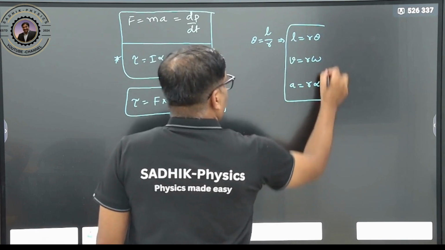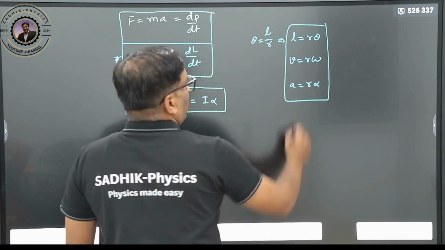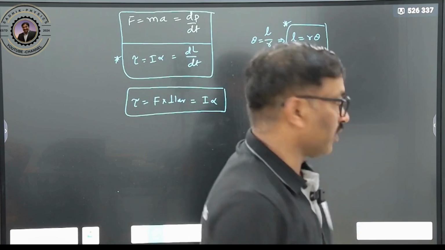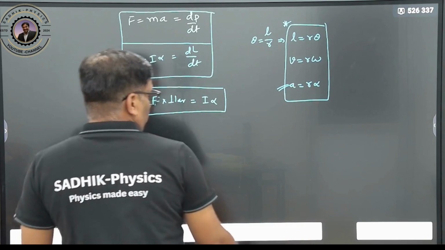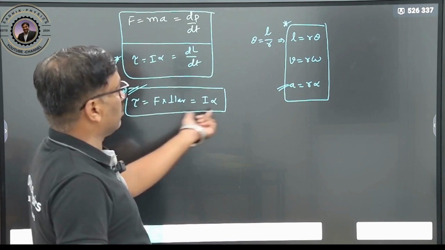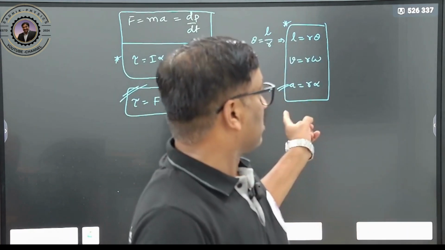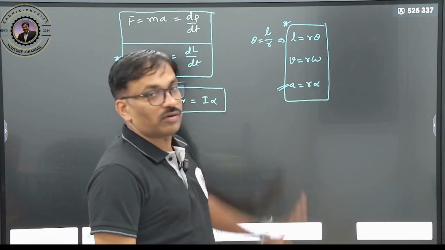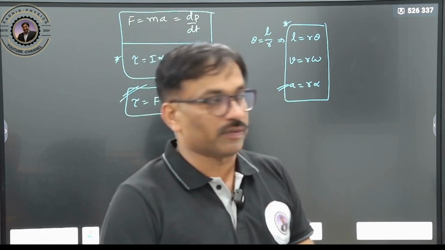So these are the linear ones, and these are the angular ones. Therefore, linear and angular parameters, in this way we can relate them. This equation we will use most here. Clear? These are the two important things we need to study in this concept: torque, and linear acceleration is equal to r into angular acceleration. Clear? Now we will do some questions based on this.